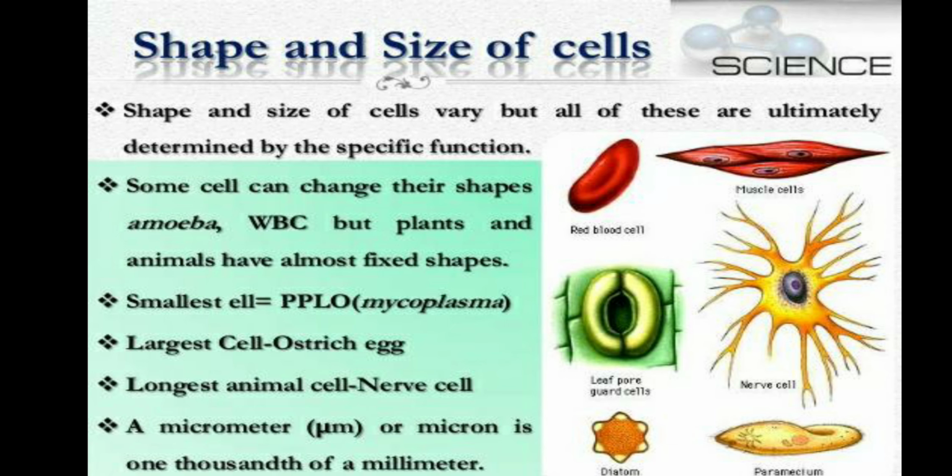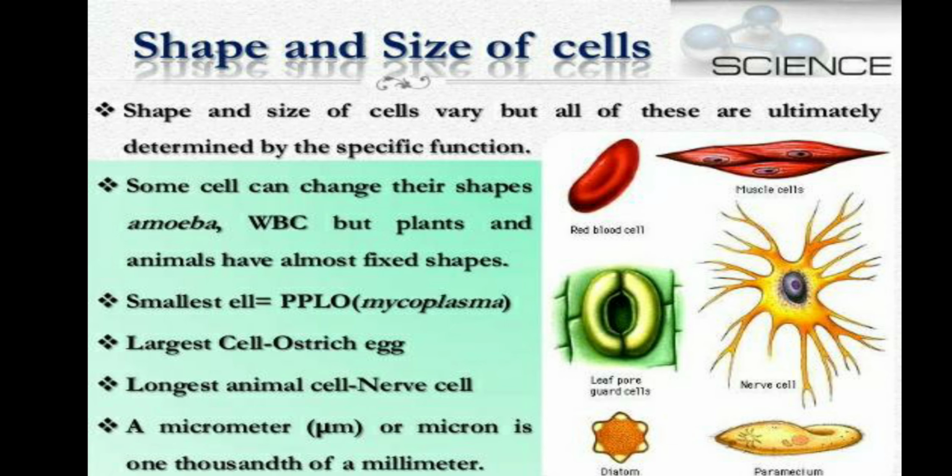And what is a micron? Micron is a unit of measurement, or 1 micron is 1/1000 of a millimeter. So this PPLO, pleuropneumonia-like organism, lacks cell wall. It does not have a cell wall and it can survive in the absence of oxygen.